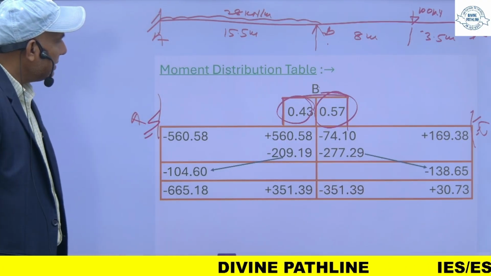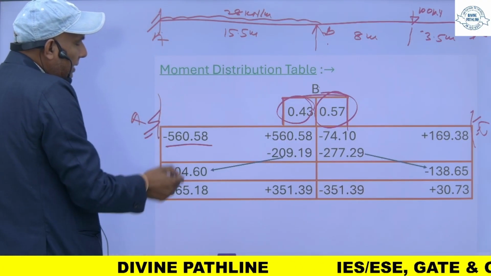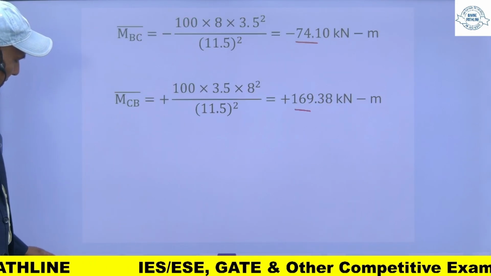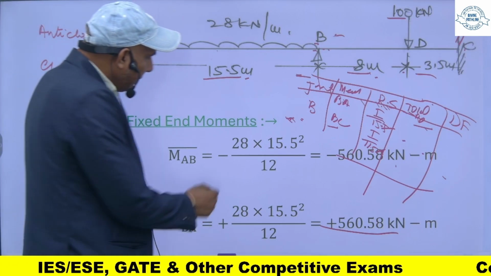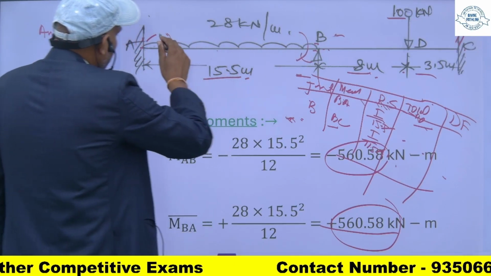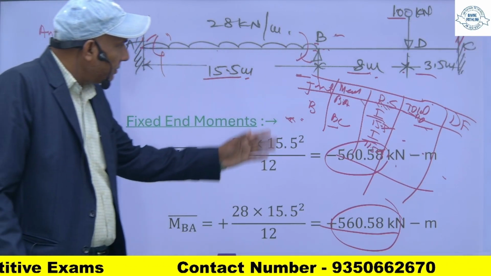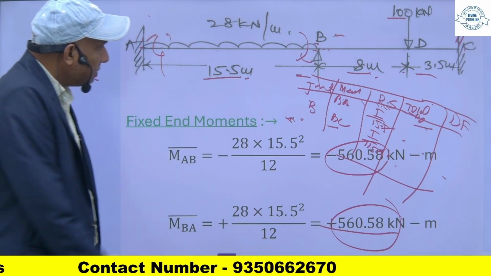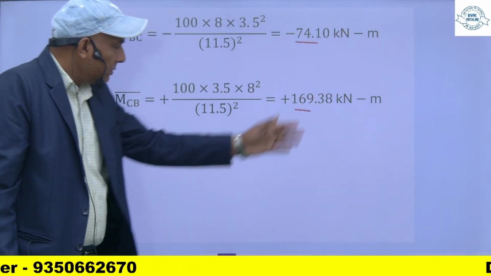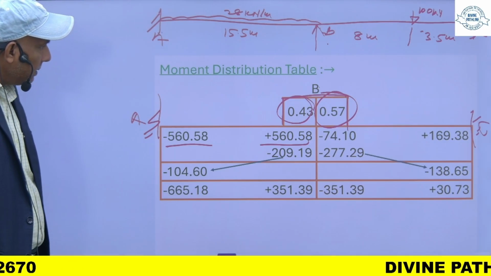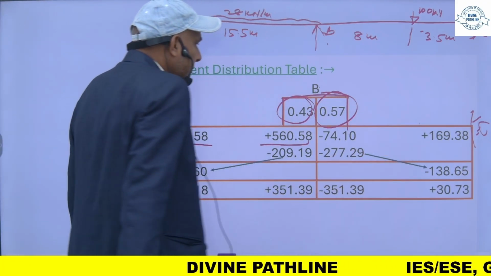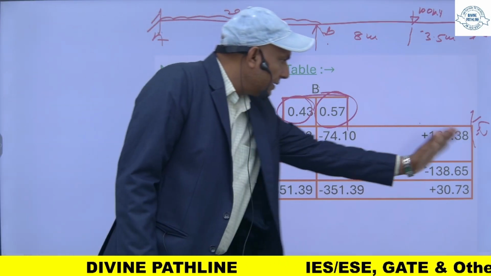And fixed end moments: MAB is equal to this much, MBA is equal to this. These are my fixed end moments. These are MAB, and MBC. These are the fixed end moments for this portion, and for this portion, my fixed end moments are these ones. So you plot it like this. So this is MBC and MCB, since both the ends are fixed.